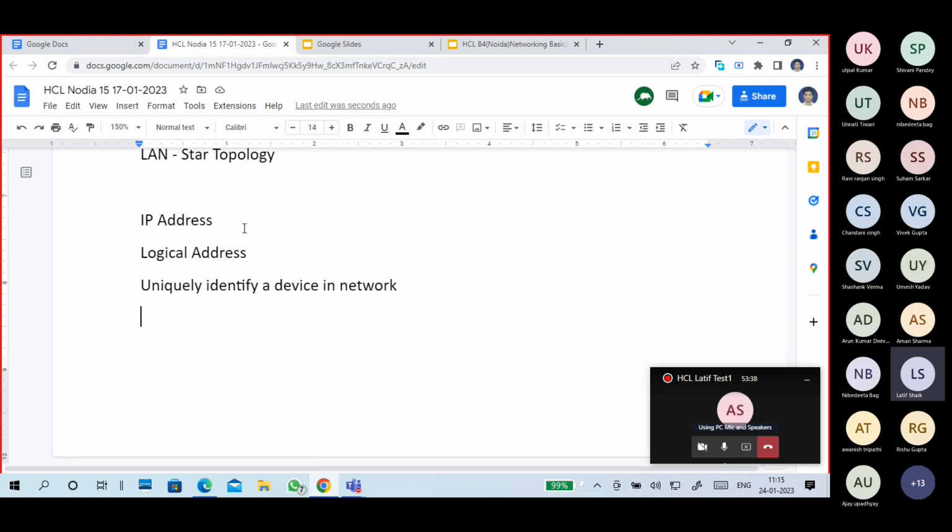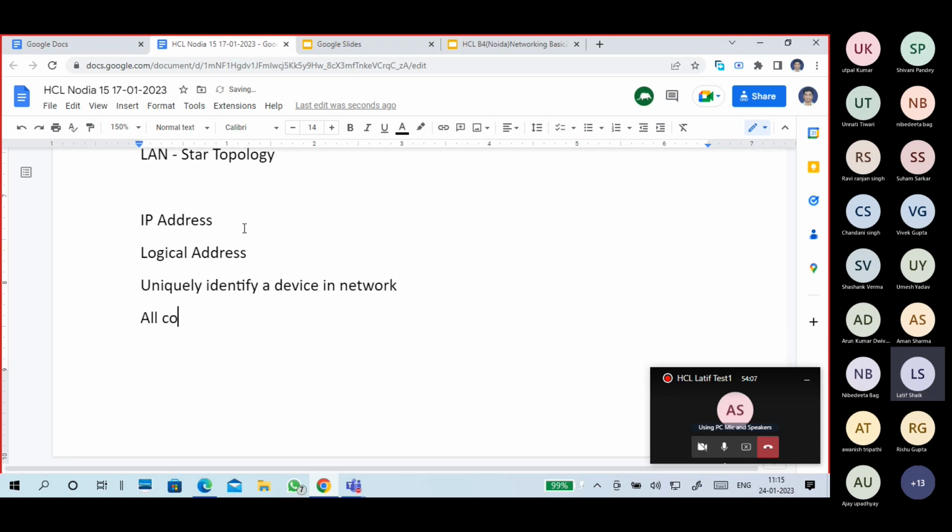Some people say it is a unique address. It is not a unique address, guys. It uniquely identifies a device in the network, because you have devices in the network, and each device should have a specific type of numbering. It's a unique identification number, not a unique address. I will tell how it looks also.